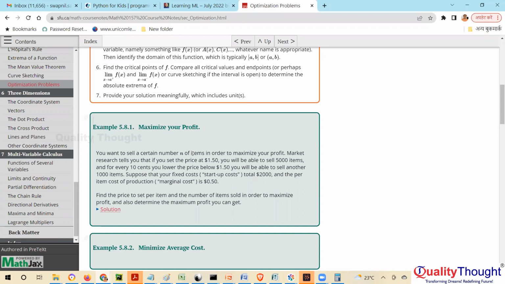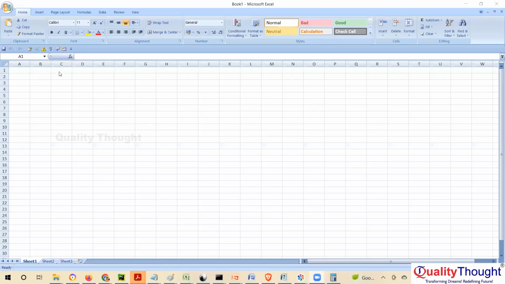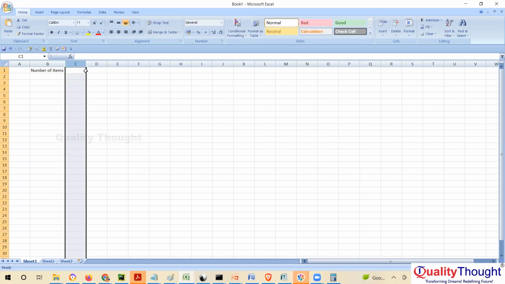Okay, everybody take out pen and paper, or Excel would be better, and solve this problem. So here we have only one variable. How many items you want to sell? Only one variable, so you can solve it using pen and paper. Okay, so see the cost. So let me open my Excel. So let's say that you want to make a number of items. Okay, the number of items you want to make is, let's say, 1.